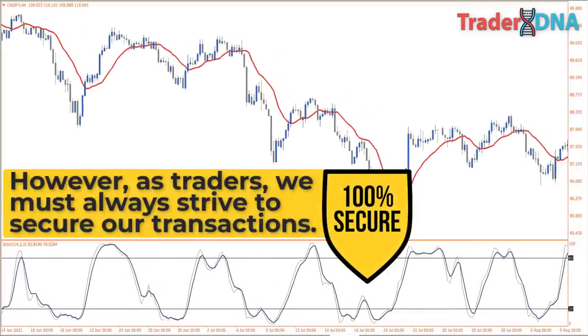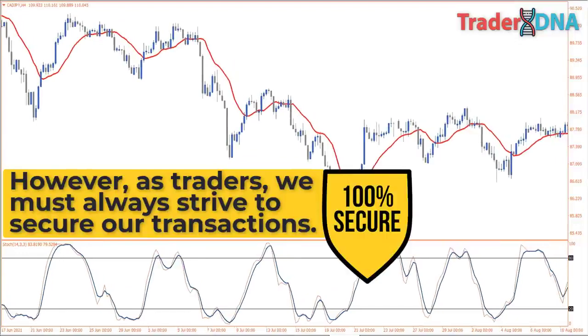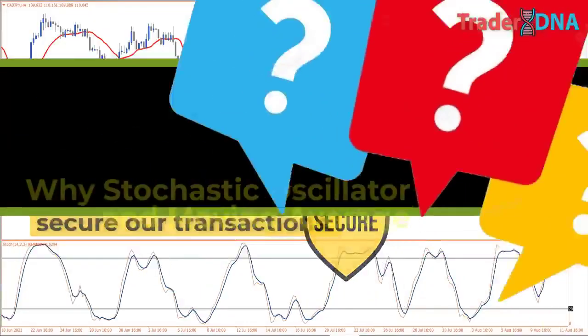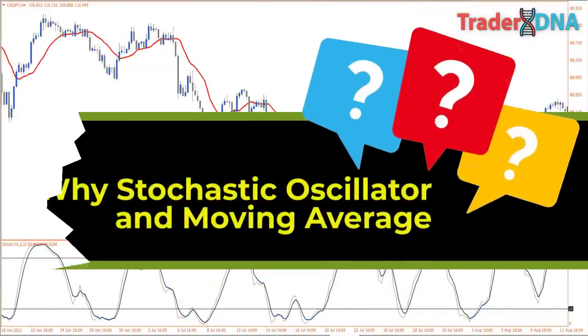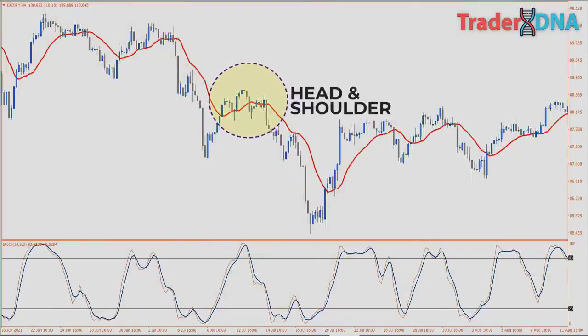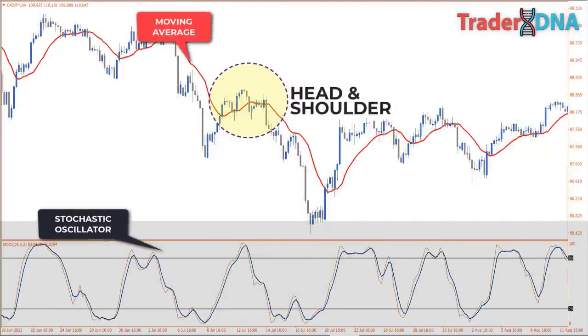One of the most effective ways is to increase the accuracy of the head and shoulders pattern to ensure that the trading we do will provide maximum returns. Why stochastic oscillator and moving average? Head and shoulders pattern is a high accuracy trading signal. Meanwhile, stochastic oscillator and moving average are indicators to diagnose market conditions when the head and shoulders signal forms.